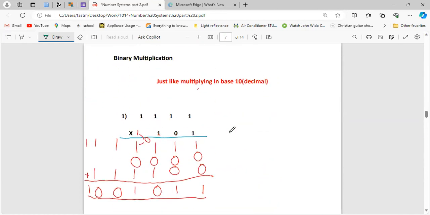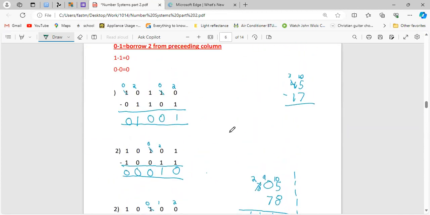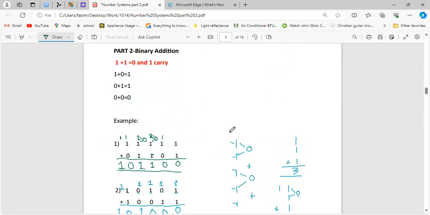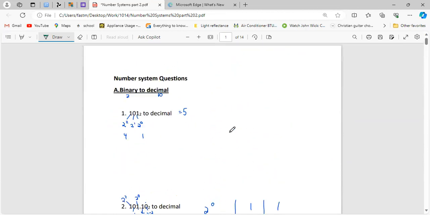We did multiplication, which is the same thing as normal multiplication. We did subtraction, when you're borrowing two. Addition, I showed you that one. And we'll recap the conversions. Yeah, and that was it for class. Right, so I'll stop it now. Any questions? Or you're all good?